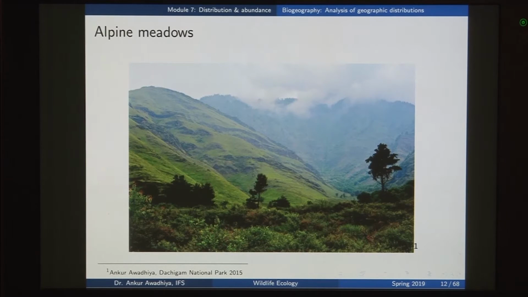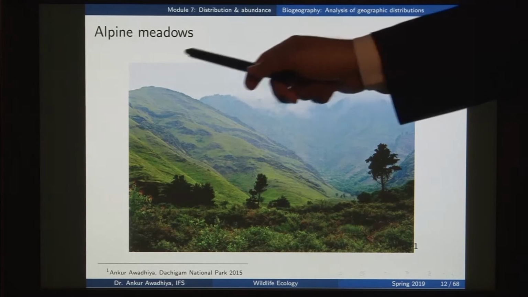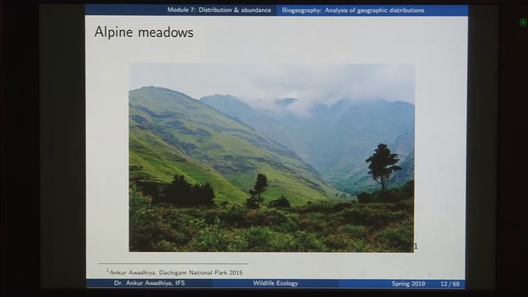Let us begin with the Alpine Meadows. Alpine is a term that refers to the mountains, and a meadow is a grassland. So, this is a grassland that is found in the mountains, and a good example is the Dachigam National Park, which is there in Srinagar.